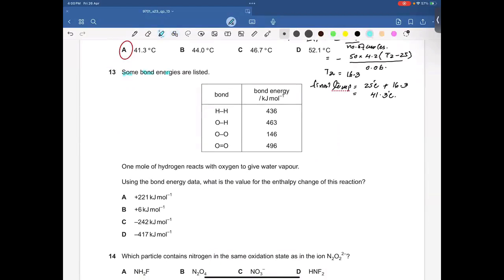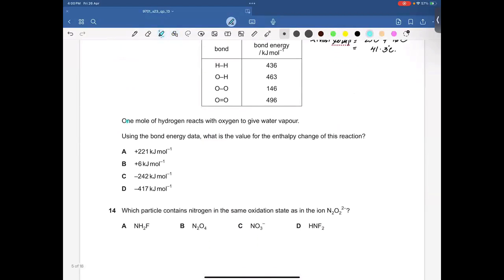Some bond energies are listed. 1 mole of hydrogen reacts with oxygen to give water vapor. By the way, it has to be 1 mole. So it must be like this: H2 gas plus half O2 gas, arrow H2O, water vapor. So it has to be gas. Okay. And we need to find out the delta H for this reaction by using the bond energy data.